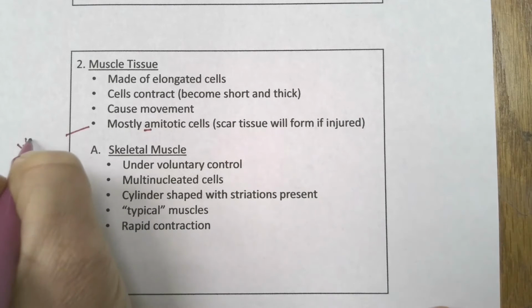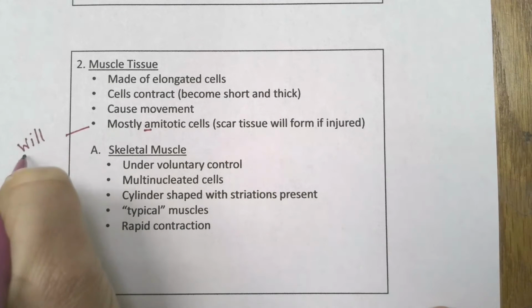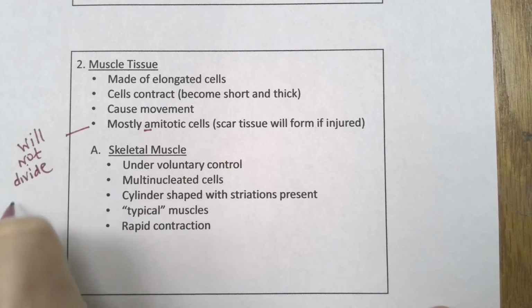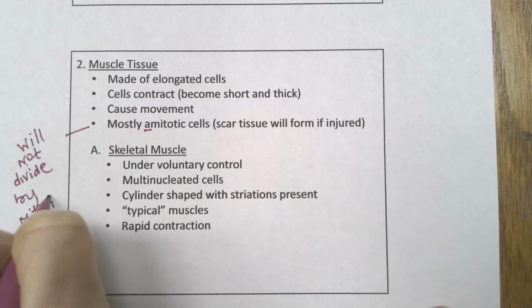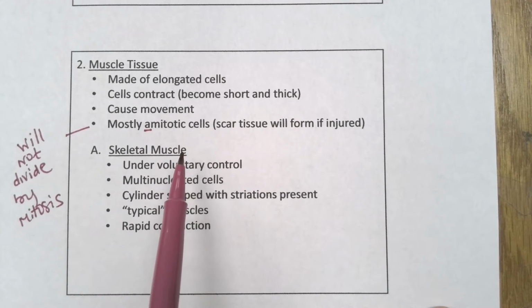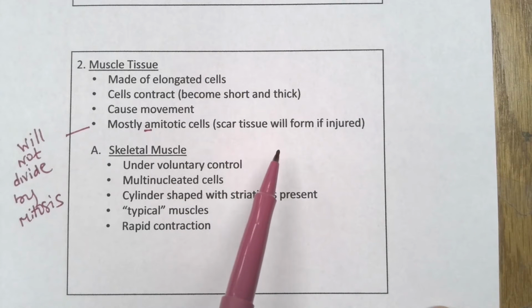Yep. Okay, so they will not divide once they're mature cells, where mitotic cells divide by mitosis. So with muscle tissue, when it is injured, scar tissue is going to form.